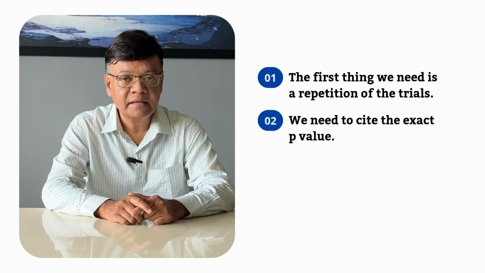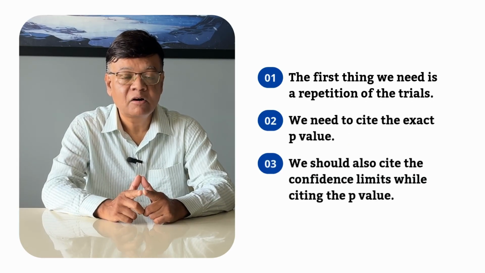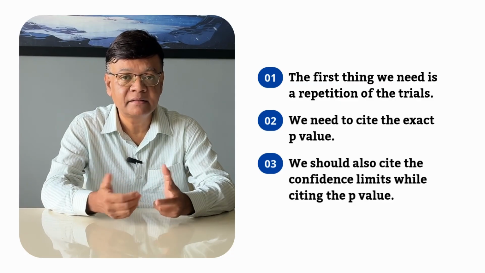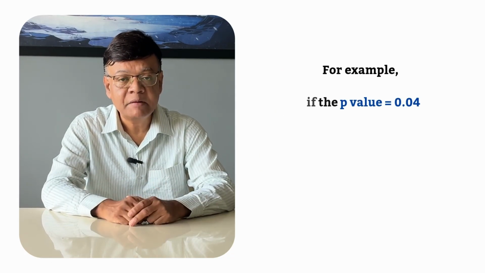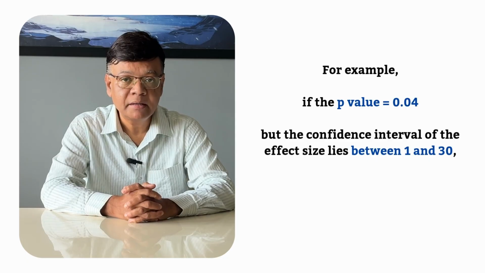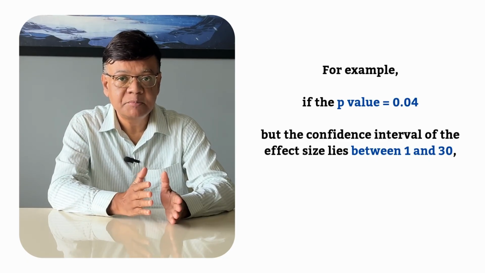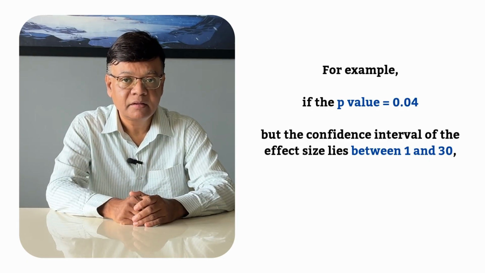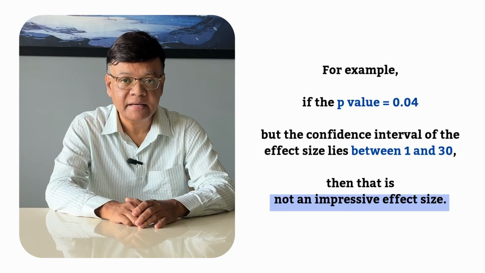The third and most important thing is that we should also cite the confidence limits while citing the p-value. For example, if the p-value is 0.04, but the effect size varies between let's say 1 and 30, then that is not an impressive effect size.